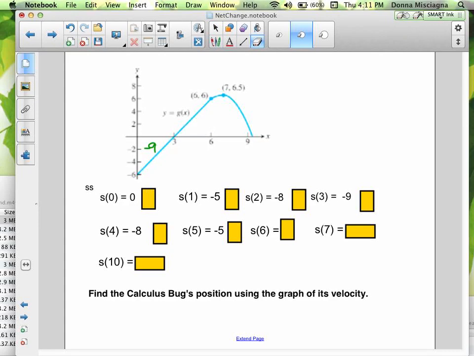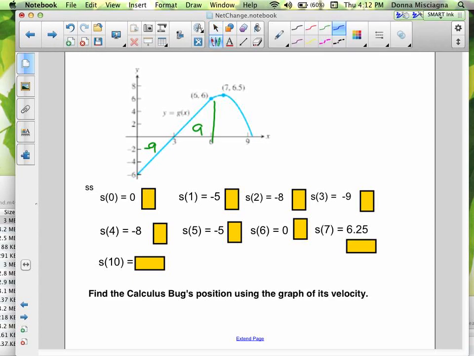All right, and of course at S of 6, what's that going to be? Well, 0, right? Because these two areas are going to cancel each other out. So if you were paying attention on the last one, this is really, really easy. All right, S of 7, going to go a little farther. Bug's at 6.25. All right, so we just have to find the area of that trapezoid, and we've got 6 plus 6.5. That's going to give you 13.5 divided by 2, because it's only 1. It's going to be 6.25.